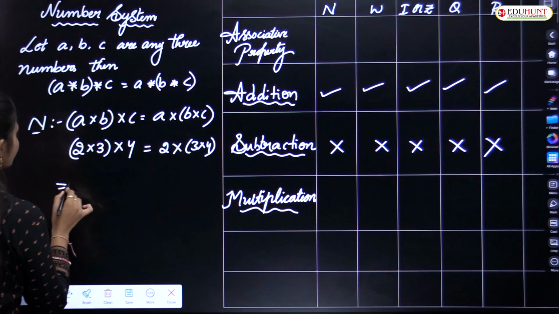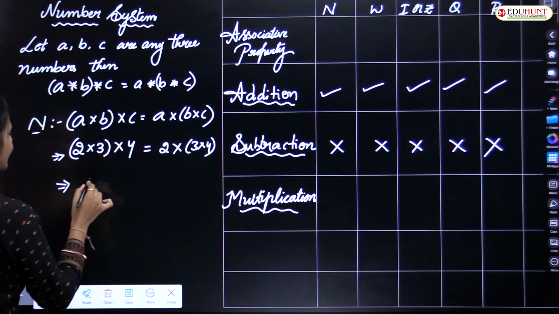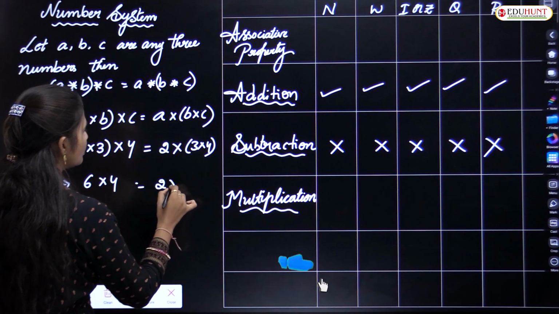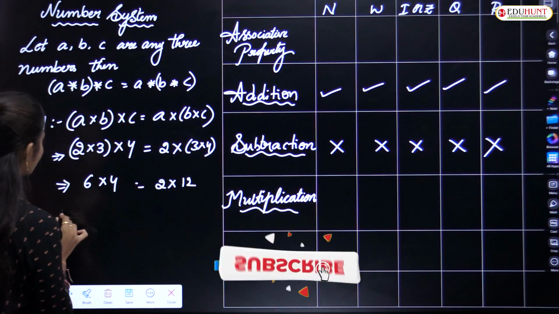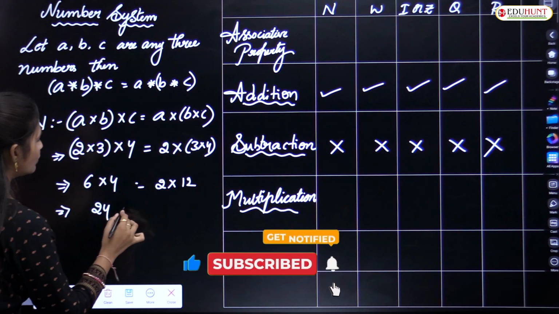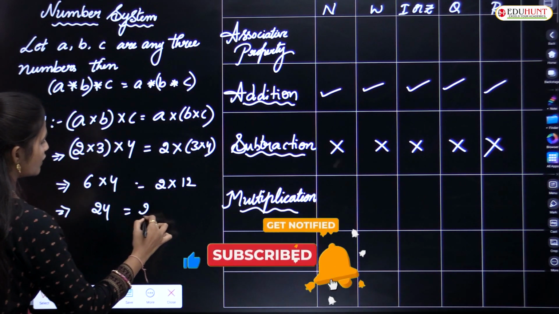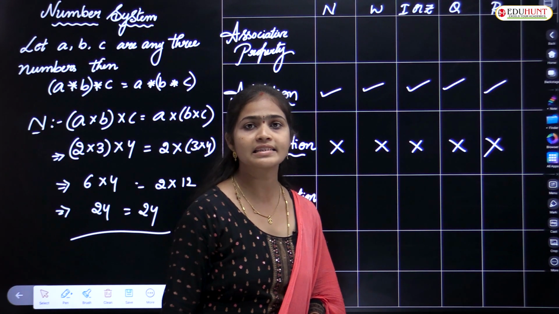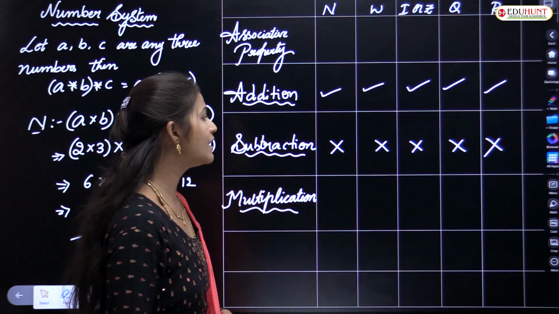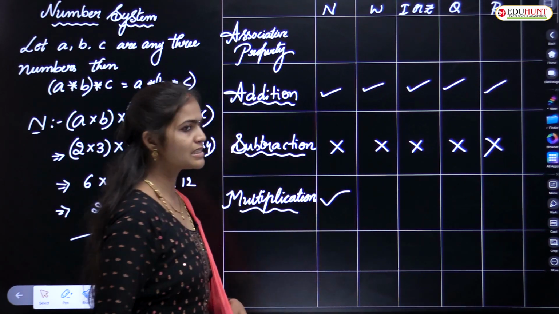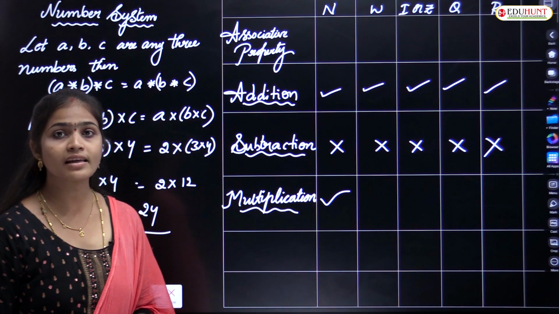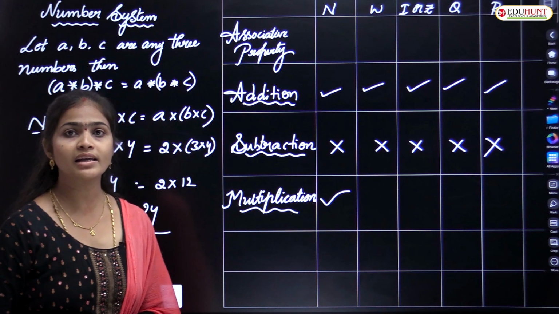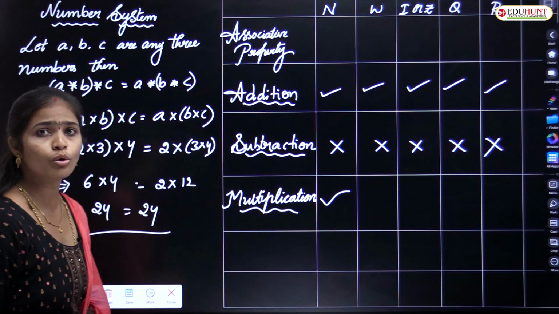So 2 threes are 6, into 4, which is equal to 2 into 3 fours are 12. So here 6 fours are 24, which is equal to 2 twelves are 24. So here we can say that the LHS value is equal to the RHS value. So under natural numbers, it is satisfying. So natural numbers are associative under multiplication. Come to whole numbers.